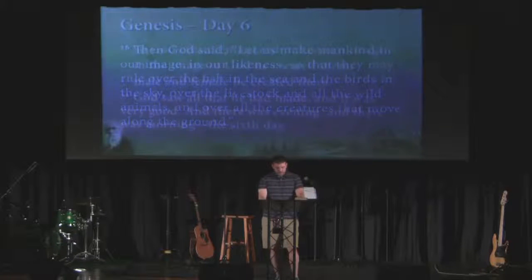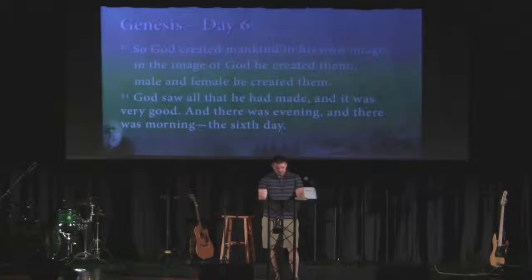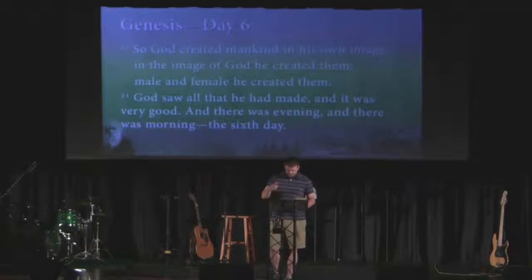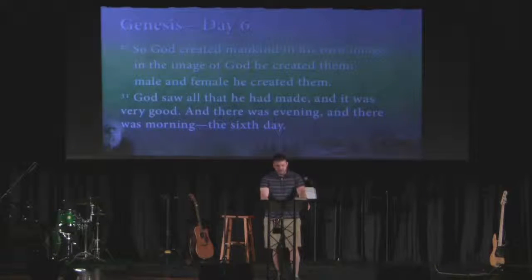So God created mankind in his own image. In the image of God he created them, male and female. He created them. And skipping ahead to verse 31, God saw all that he had made, and it was very good. And there was evening, and there was morning, the 6th day.